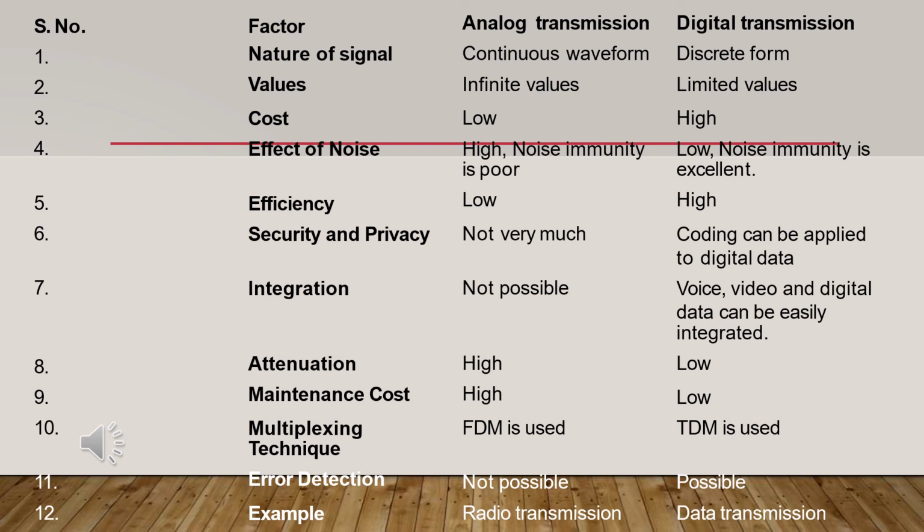Let us look at the difference between analog transmission and digital transmission. Here we have mentioned various key factors, and we have discussed the differences between them as per those factors. We have nature of signal, values, cost, effect of noise, efficiency, security and privacy, integration, attenuation, maintenance cost, multiplexing techniques, error detection, and finally we discussed the different examples of both transmissions in detail.